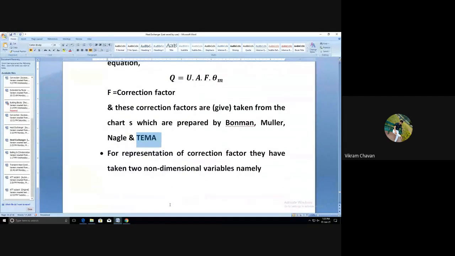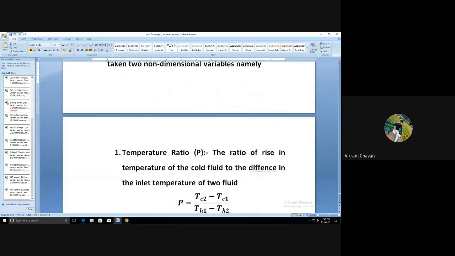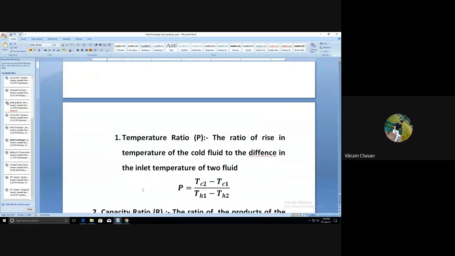Okay, so which are those non-dimensional variables? The first one is the temperature ratio. This temperature ratio is defined as the ratio of the rise in temperature of the cold fluid to the difference in the inlet temperatures of the fluids.